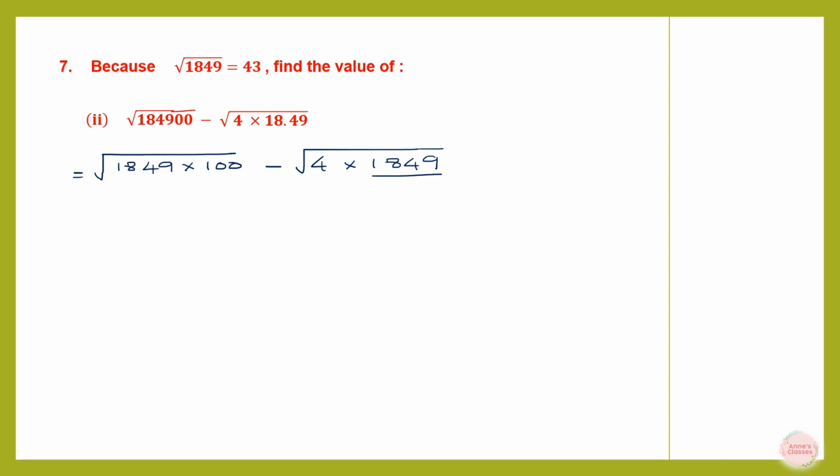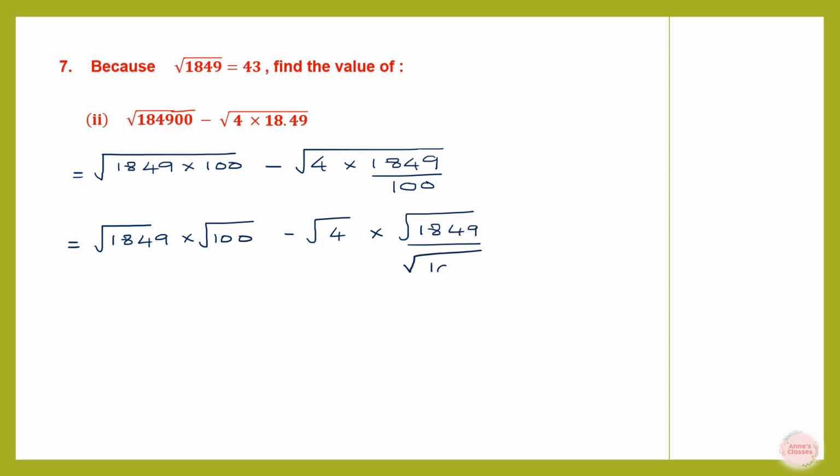So we're going to show a denominator which is 1 followed by 2 zeros, because look at the question here, it's 18.49. There are 2 decimal places. That's why I put 2 zeros here. So now let's find the square root of all these and work out our answer. So here now the square root of 1,849 is given to us as 43. So let's write that separately first. The square root of 1,849 into the square root of 100 minus the square root of 4 into the square root of 1,849 by the square root of 100. So here let's write the answer.